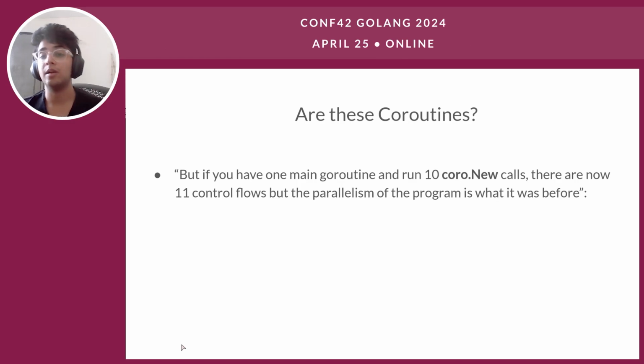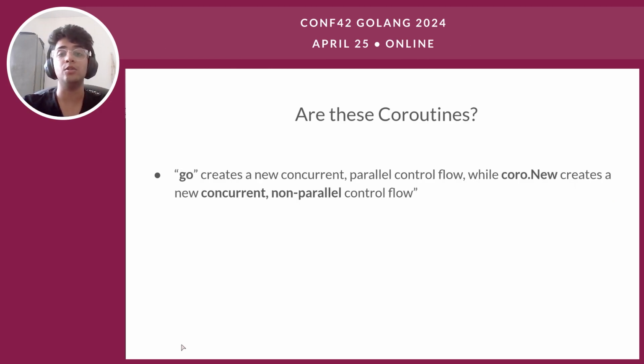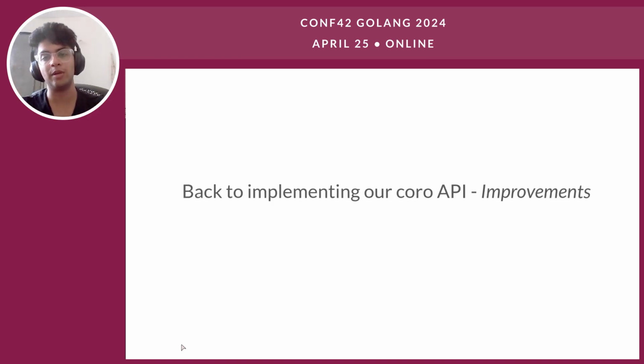But if you have one main Go routine that runs 10 coro new calls, then there are 11 control flows, but the parallelism of the program is still what it was before, just one, right? So Go creates new concurrent parallel control flows, whereas your coro new, the implementation that we're developing, creates new concurrent non-parallel control flows. So let's get back to implementing our Coro API. It was pretty crude, and we can start improving it a little bit.